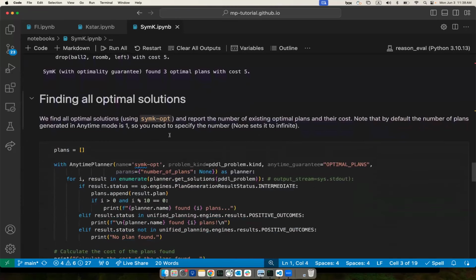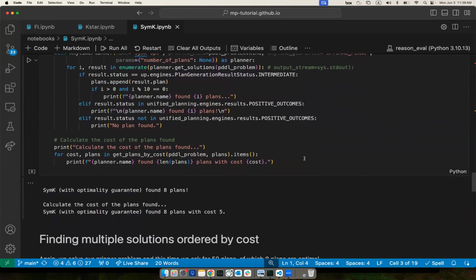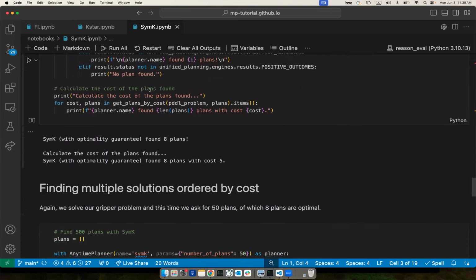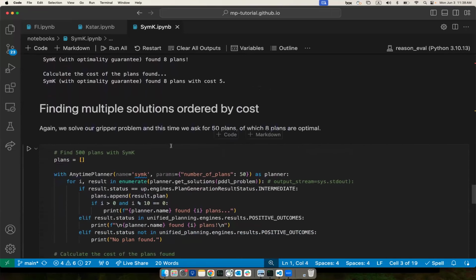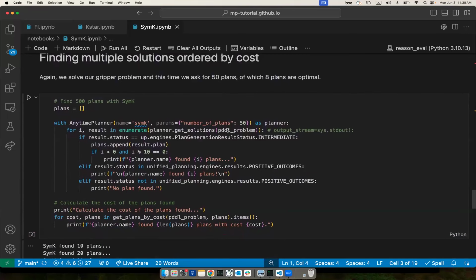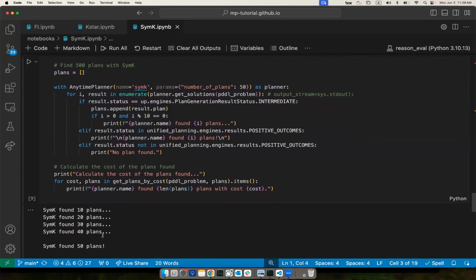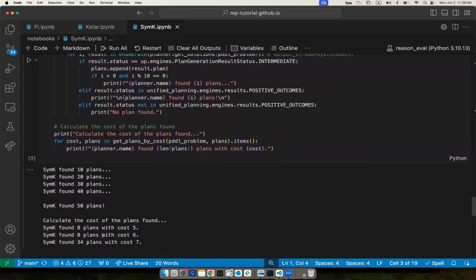And you can also find all optimal plans. It's more or less the same. It's just that you say we want an anytime guarantee of optimal plans here. And then you see here that it finds 8 plans which are optimal, again in an anytime behavior. And if you want to find, that's now top K planning, 50 plans, you just can give a parameter that you want 50 plans. And here you see this iterative nature. So after it finds 10 plans, it tells you, after it finds 20 plans, it tells you that, and you could stop early. And then it tells you, okay, there are 8 plans with cost 5, 8 with 6, and so on.